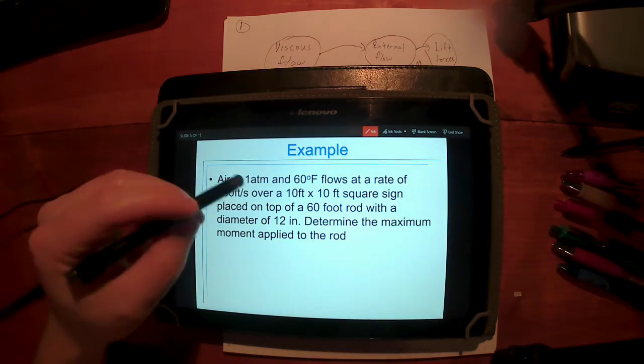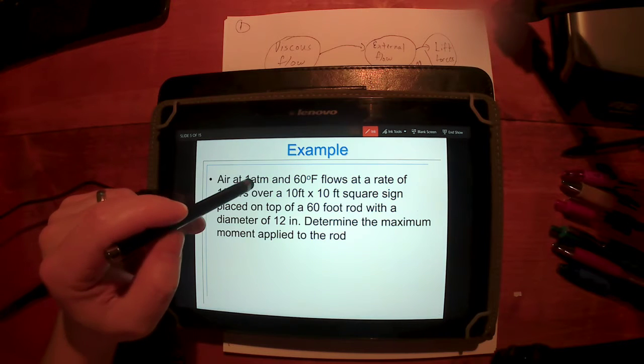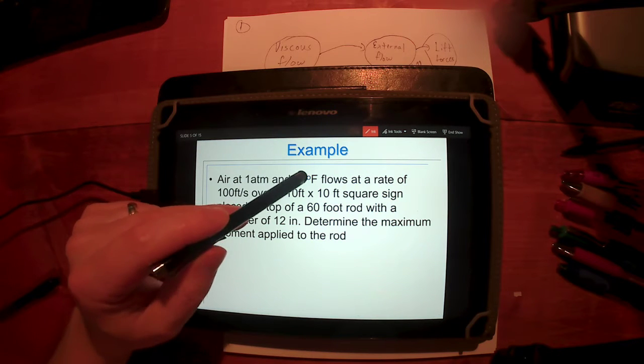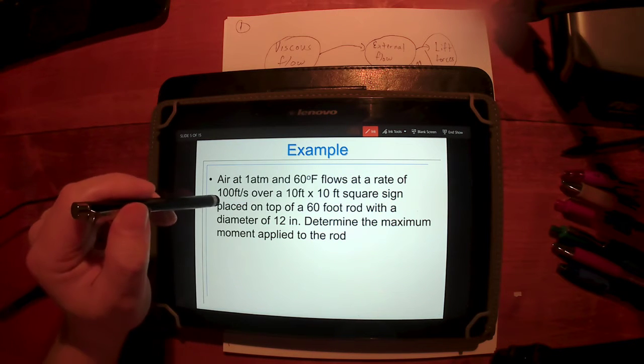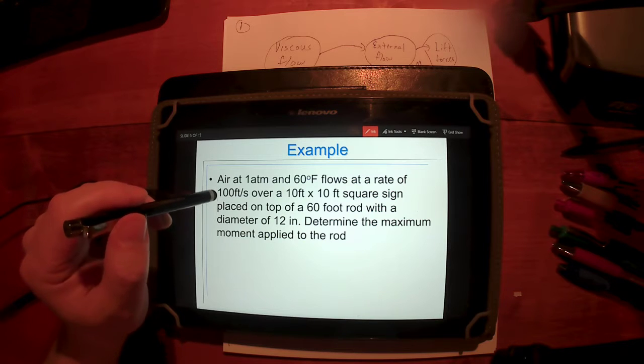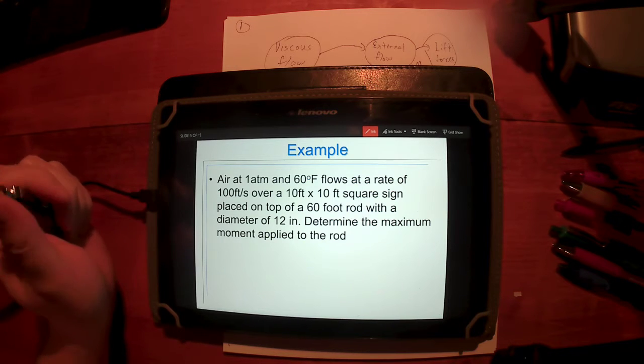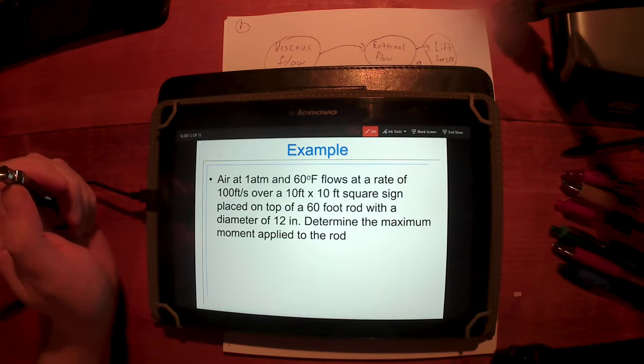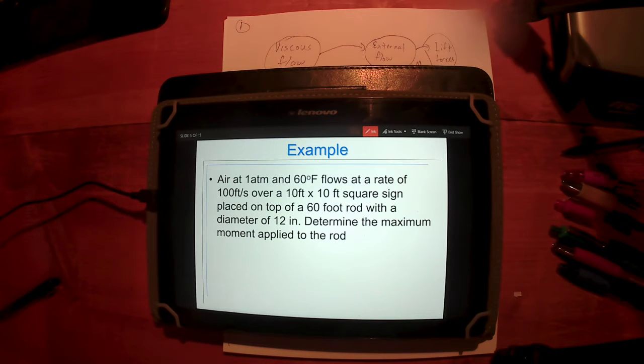Alright, so we've got air, 1 atmosphere, 60 degrees Fahrenheit, flows at a rate of 100 feet per second. That's fast, right? I think almost 90 feet per second is 60 miles an hour. So that's upwards of 70 miles an hour, so that's really fast wind.